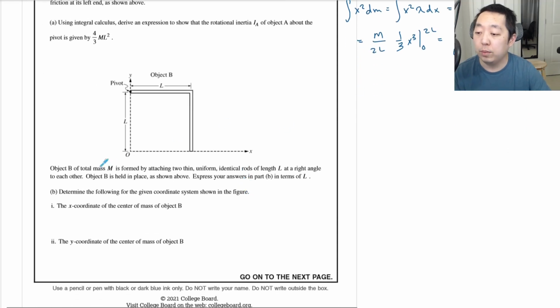Okay, object B of total mass m is formed by attaching two thin, uniform, identical rods of length L at a right angle. Object B is held in place as shown above. Determine the following in the given coordinate system shown in the figure: the x-coordinate of the center of mass of object B. One thing you want to do is, because it's uniform density, we know that this rod has a center of mass right here, and this rod has a center of mass right here.